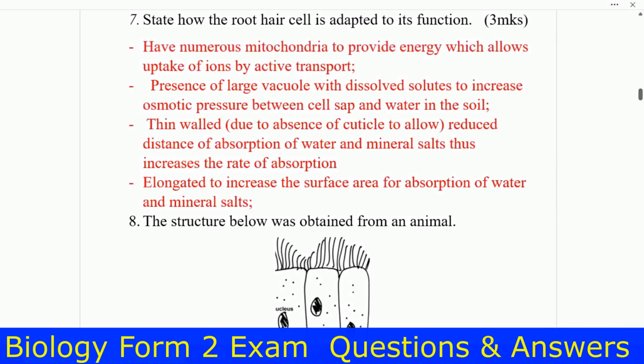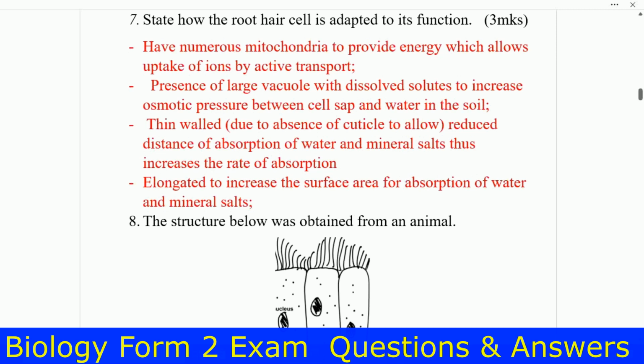Question number 7. You're told to state how the root hair cell is adapted to its function, for 3 marks. This is also a very common question, even in KCSE. It has been repeated so many times. State how the root hair cell is adapted to its function. Sometimes they can give you 5 marks. This time they have given you 3 marks. Some other times they can give you even 8 marks.